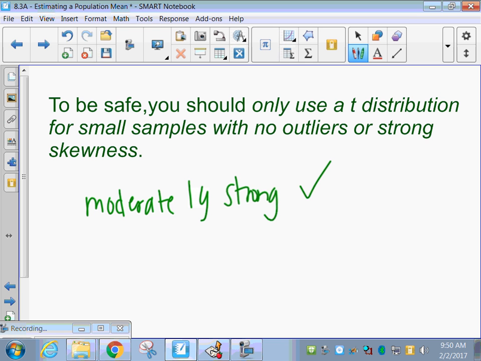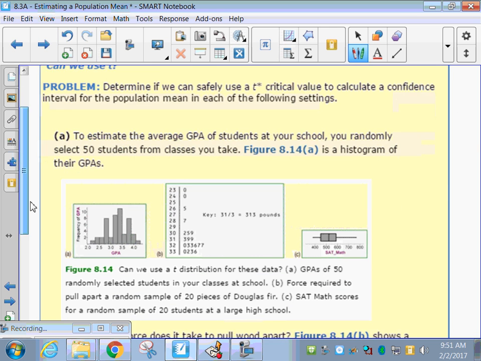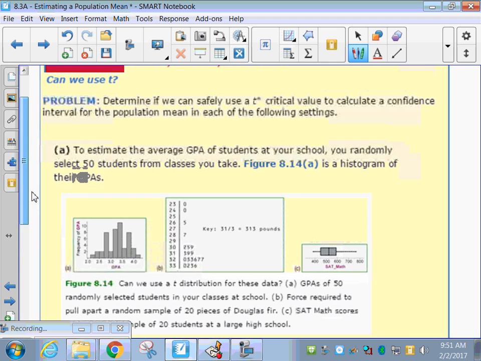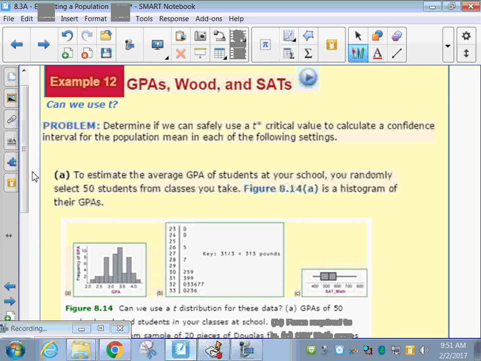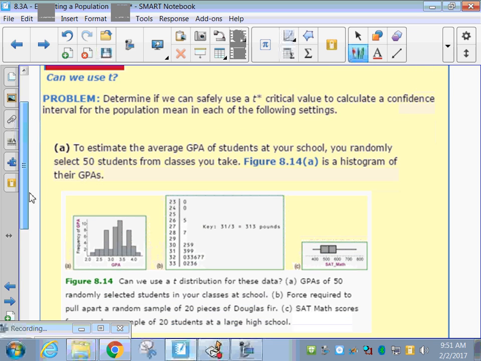At least outliers is more black and white, right? If you have an outlier, no go. It's a no go, all right? So let's look at some examples. Determine if we can safely use a t-star critical value to calculate a confidence interval for the population mean.